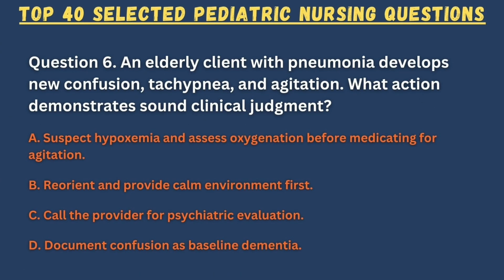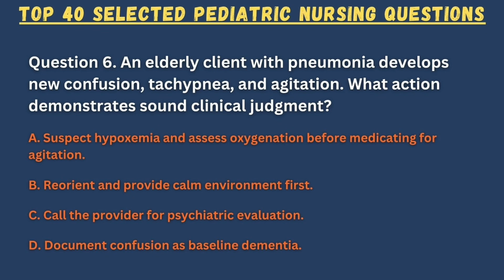Question 6. An elderly client with pneumonia develops new confusion, tachypnea, and agitation. What action demonstrates sound clinical judgment? A. Suspect hypoxemia and assess oxygenation before medicating for agitation. B. Reorient and provide calm environment first.